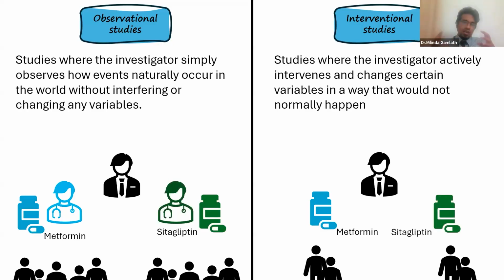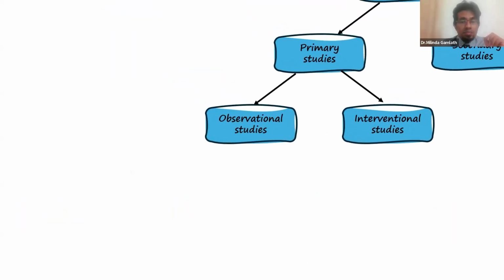So that's an oversimplified example of the difference between observational studies and interventional studies. I hope that's clear. Interventional studies are a big group of studies. There's something called randomized control trial, which is the gold standard of interventional studies. We will not be discussing that here because that's a large topic on its own. So let's go ahead with observational studies.